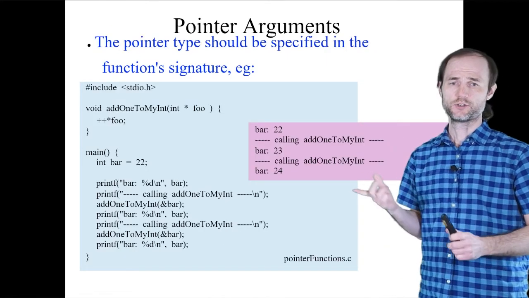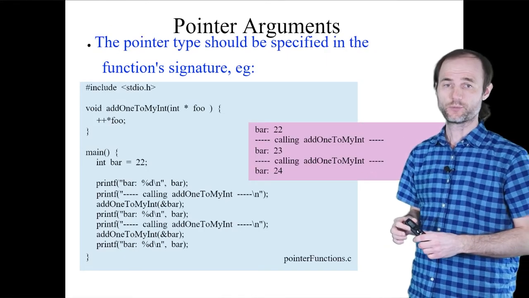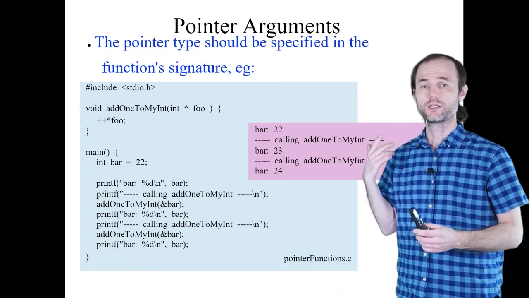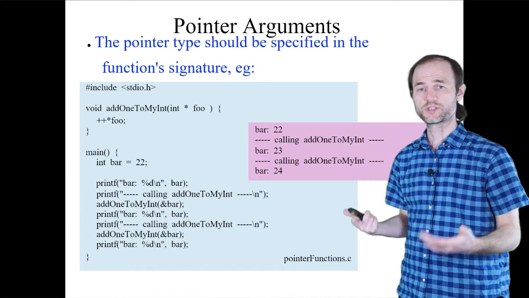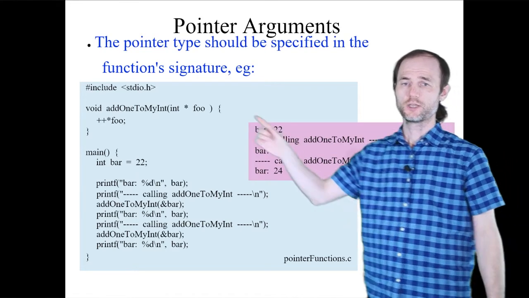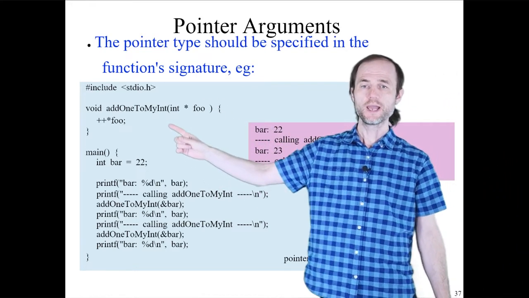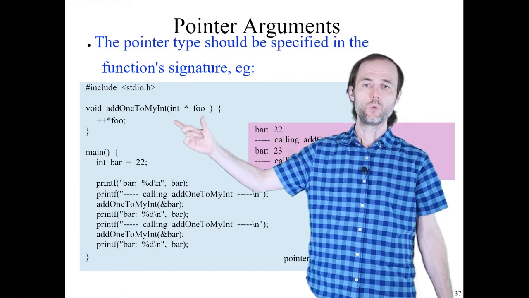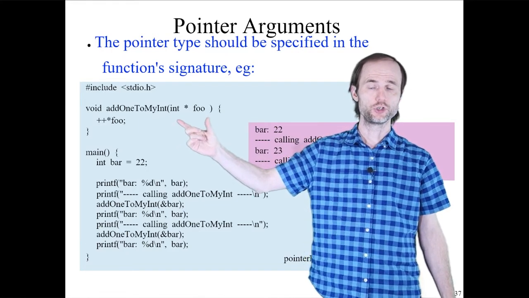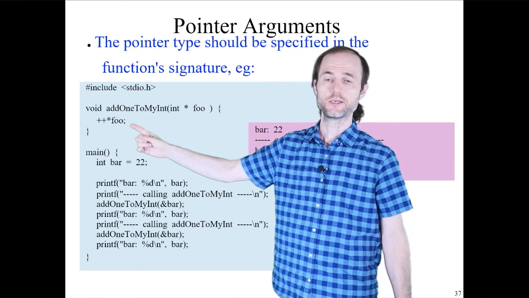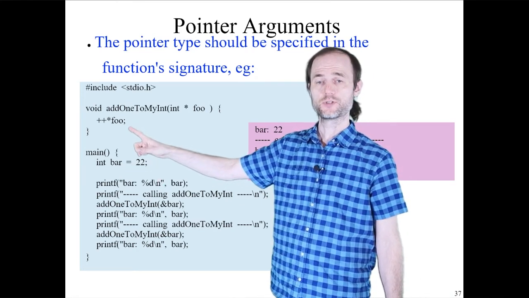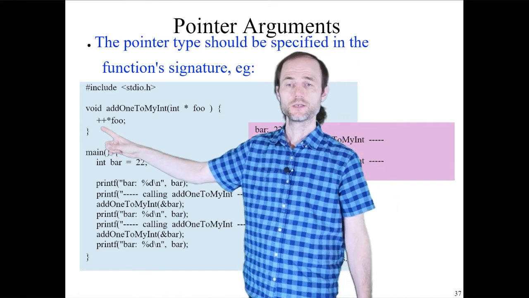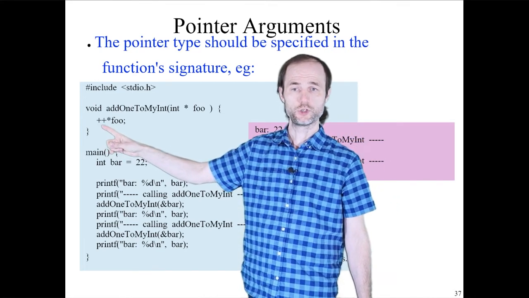So let's take another example. Let's take a look at another example where we can use pointer arguments to modify something from inside of the function. So let us define a function add1 to my int, which accepts a pointer to an integer. Then it goes and finds that value of integer in memory by dereferencing the pointer and adds 1 to it.